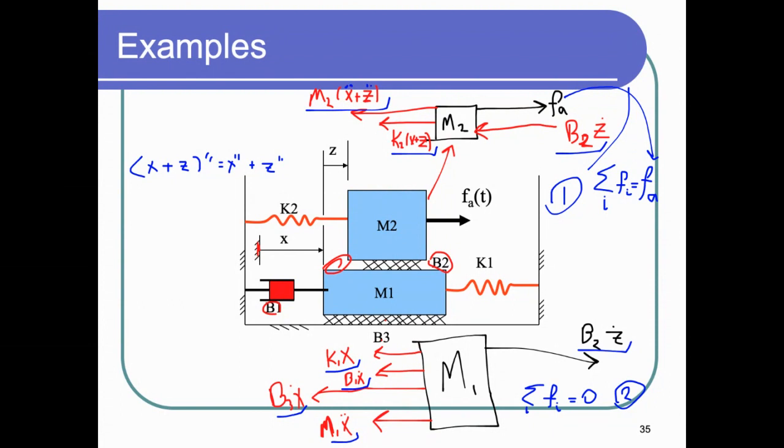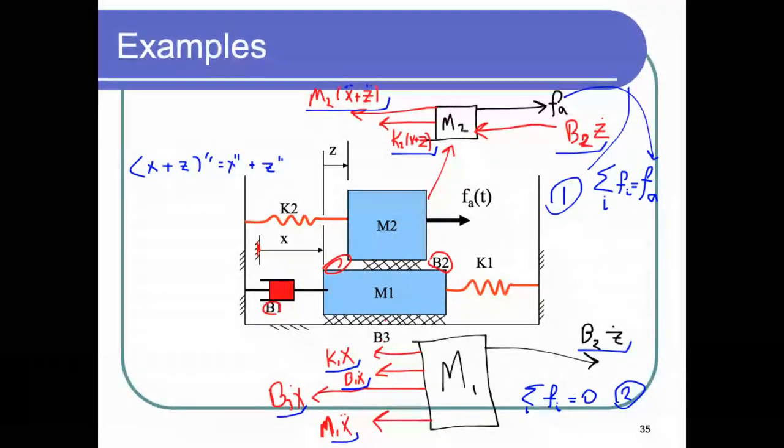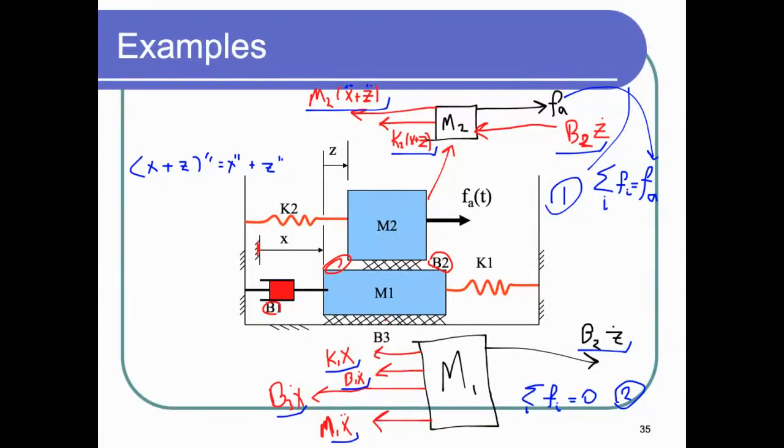Okay, thank you. No problem. Yes, Abdullah? Doctor, why is the friction on M1 going to the left? B3 and B1 are both influencing it to the left, right? B2 is to the right. Yeah, but it's the only force going to the right.